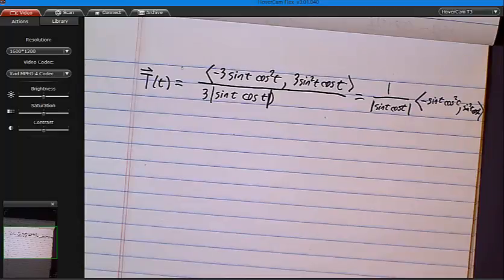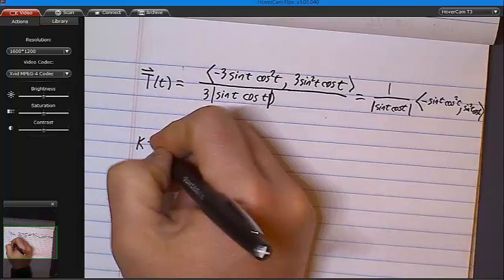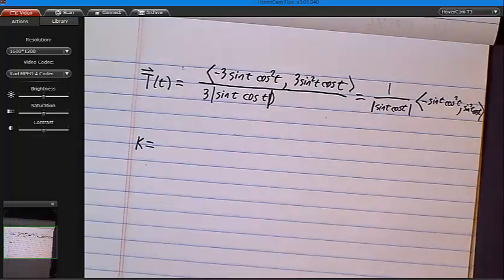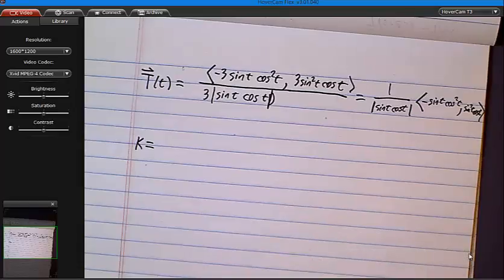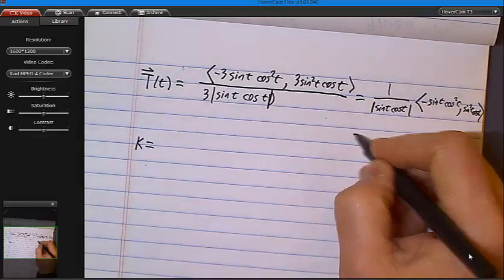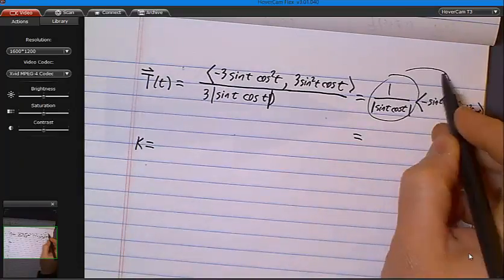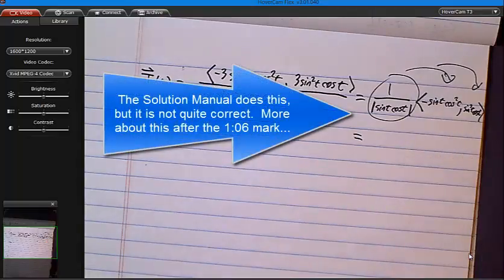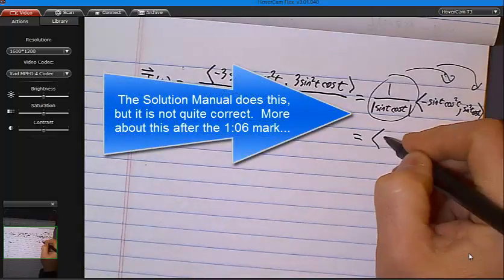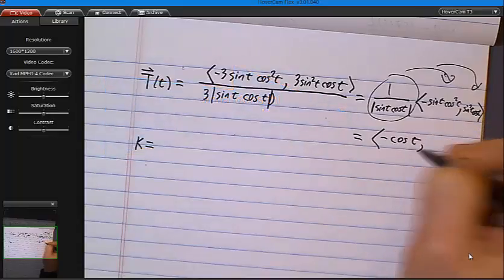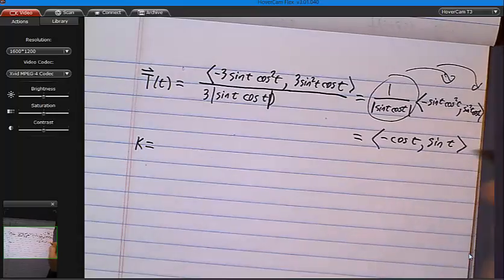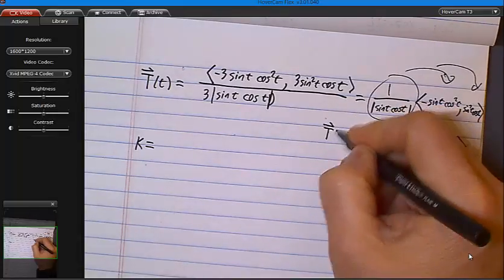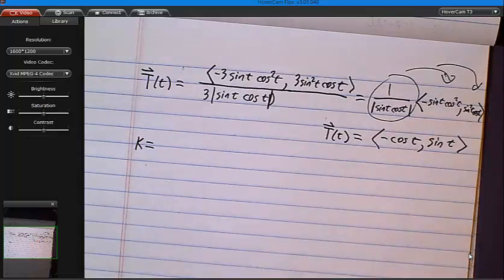The other thing they asked me to compute is the curvature. Question? Kathy, question? Well, let's do it. Let's take this scalar and bring it in so that the sines and cosines cancel. And now I get negative cosine of t, comma, and then I get positive sine of t. So, for one thing, that's a much nicer formula to work with, right? So there's T of t.